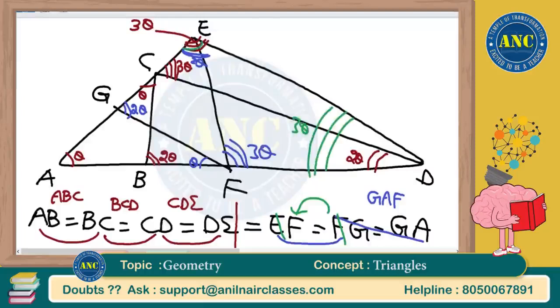These also 3 theta, and theta. 3 theta plus 3 theta plus theta is 180. Answer is 180 by 7.